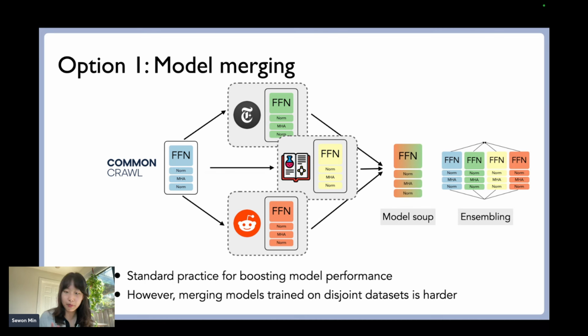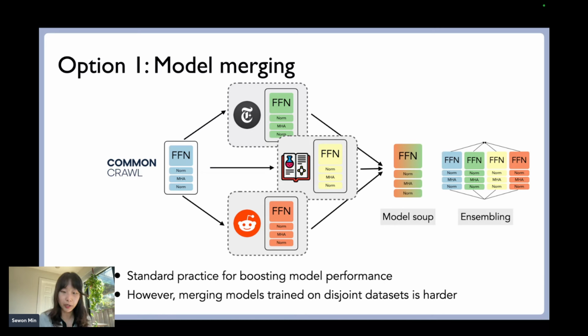So for instance, what people often do is they have a pre-trained model, and then for mid-training, they have a set of slightly different data mixtures, train on each of these data mixtures independently, and then do model soup. That is a pretty standard practice. However, one big difference from those setups and our setup is that in our setup, each dataset is completely disjoint from each other. They have very different distributions. Whereas previously, the datasets share similar distributions, although there is a small difference.